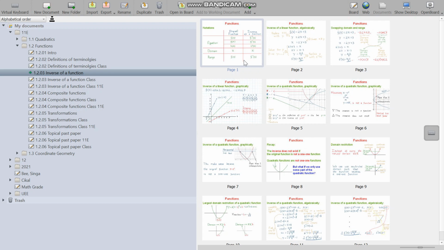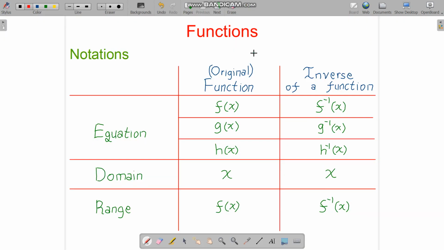Hello everyone, this video is about the inverse of a function. The original function is usually called f of x, or sometimes g of x or h of x, and the inverse of f of x is f inverse of x, g inverse, h inverse. For the domain we use the symbol x, for the range we use f of x, and for the inverse we use f inverse of x for the range.